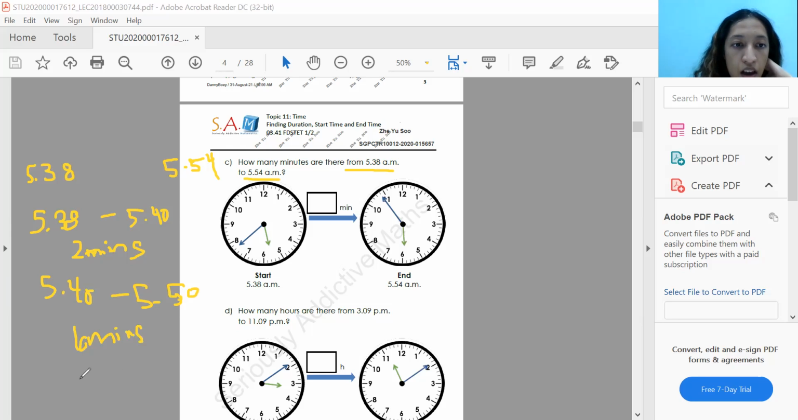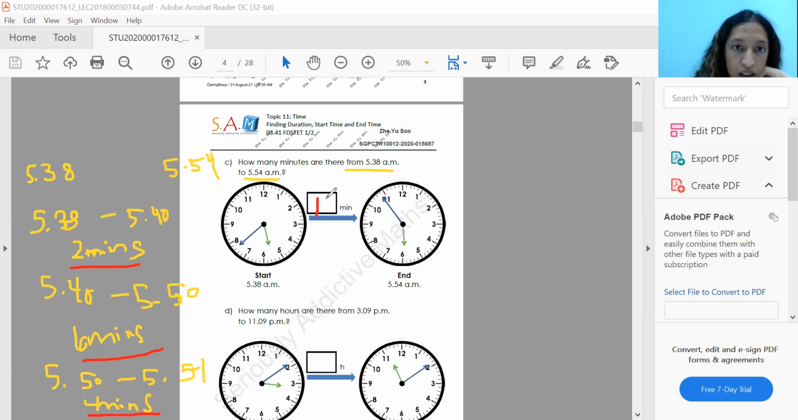And then from 5:50 to 5:54, how many minutes is that? 4 minutes. Now that we have listed all of this out, let's add them. 2 minutes plus 10 minutes is 12 minutes, correct? And 12 minutes plus 4 minutes would be 16 minutes.